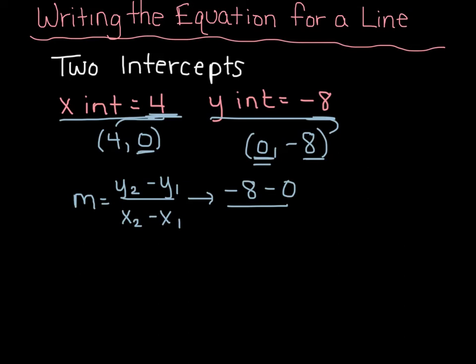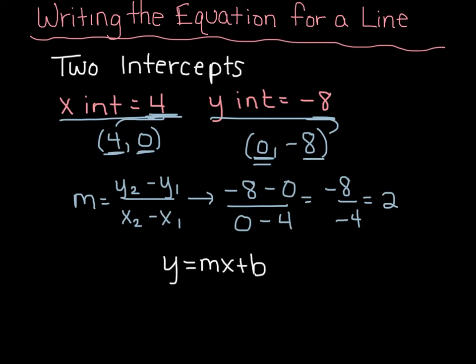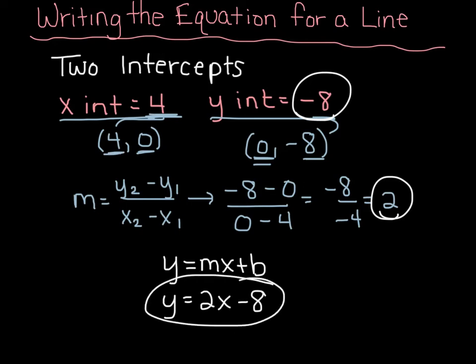x2 is 0 minus x1, which is 4. That's going to give me negative 8 over negative 4, which means my slope is 2. Now the good news is, I have my slope and I have my y-intercept up here. So I could use point-slope form if I wanted to, or I could just take a shortcut and go straight for slope-intercept form. y equals mx plus b. Here's my m, here's my b. So y equals 2x minus 8 would be my formula there.